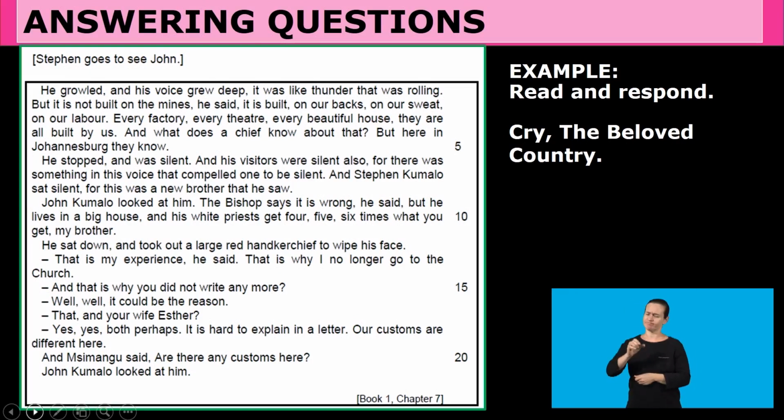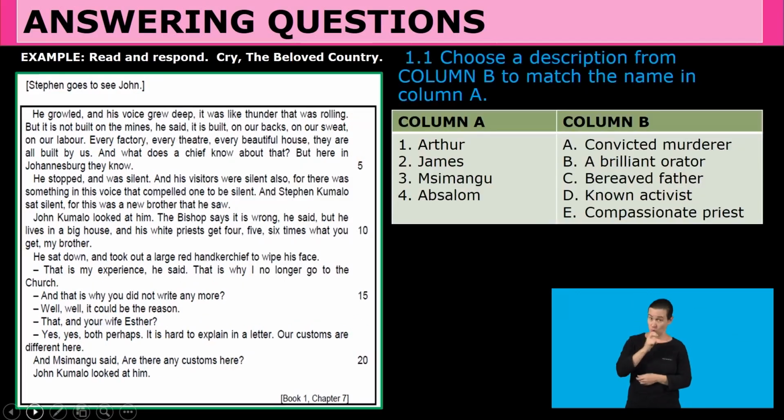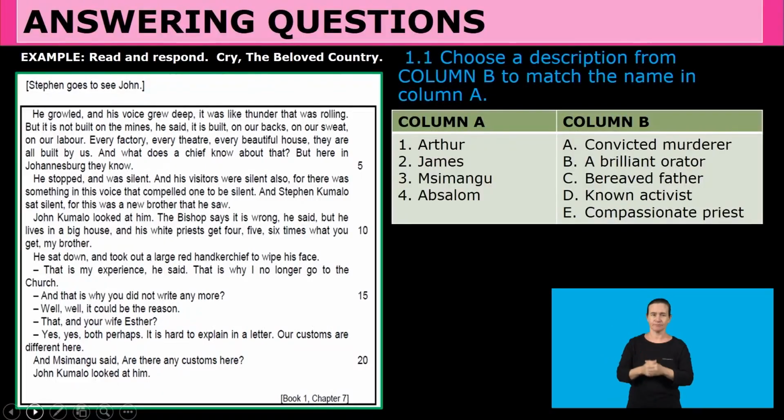All right, so that is the text we're going to use. Let's see if we can respond to questions. It says, choose a description from column A to match the name in column B. Now remember I said it's going to look at your knowledge of the novel as a whole. It might not be identified in this text, but it assumes that you've read the entire novel. So you need to match a name with a little definition. Our names are Arthur, James, Msimangu, and Absalom. These are characters from the novel, right? So let's see if you can match them.